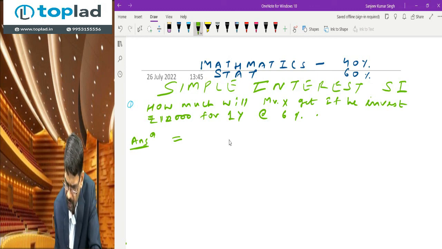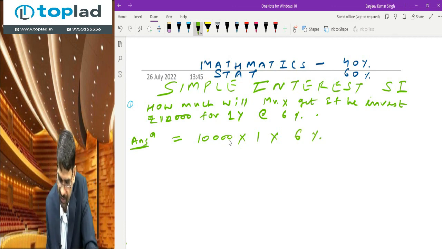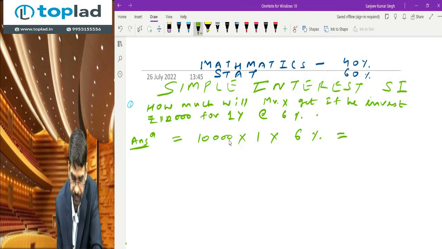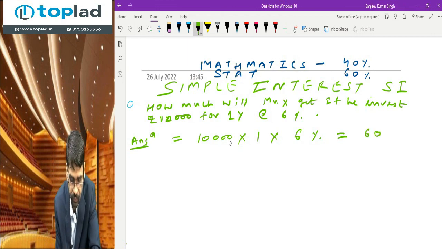So our principal is 10,000 amount. Time is already given, 1 year. And rate 6%. 6% rate is already given. How much? 6% means 600.